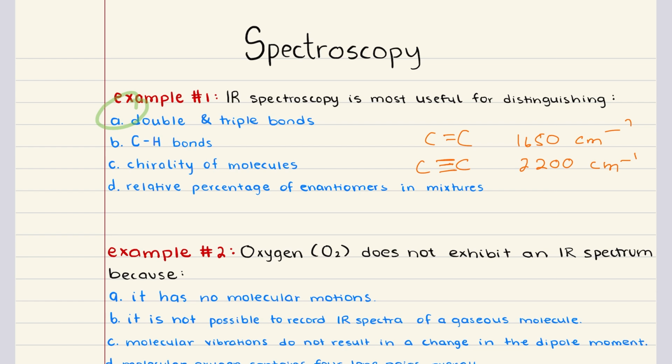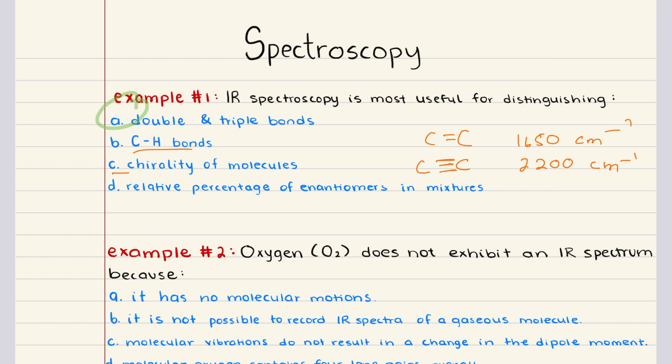Now let's look at the other choices to confirm why they're wrong. B says carbon-hydrogen single bonds. While IR can in fact detect carbon-hydrogen stretches, this isn't very distinctive. That's because almost every organic molecule has carbon-hydrogen bonds. So they don't really help us differentiate between molecules in a meaningful way. Choice C says chirality of molecules. IR spectroscopy has no ability to detect chirality, or whether a molecule is even chiral or achiral.